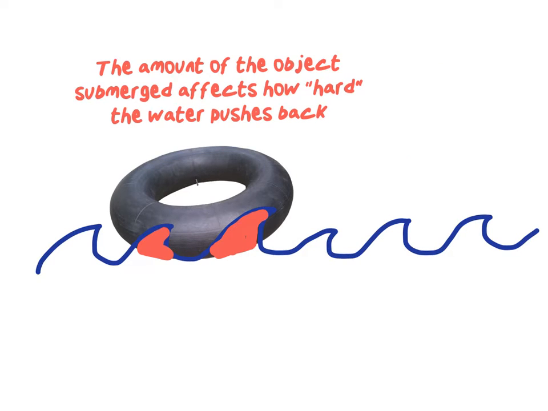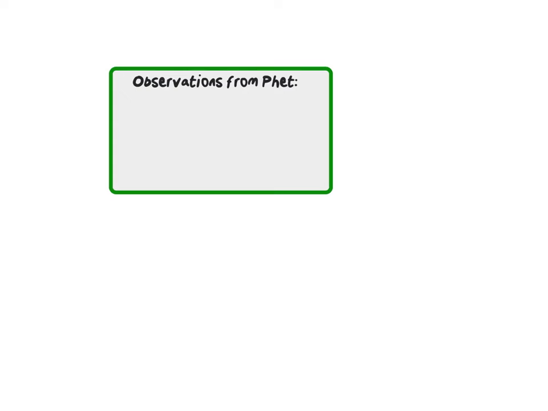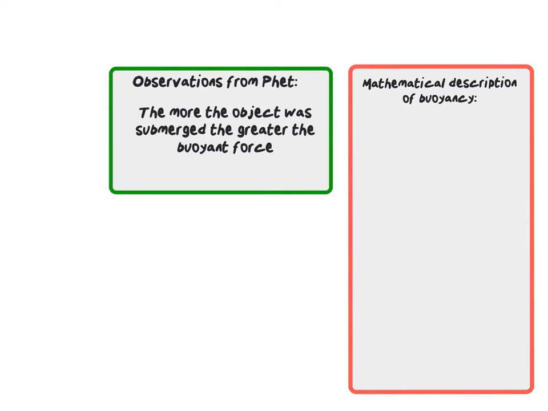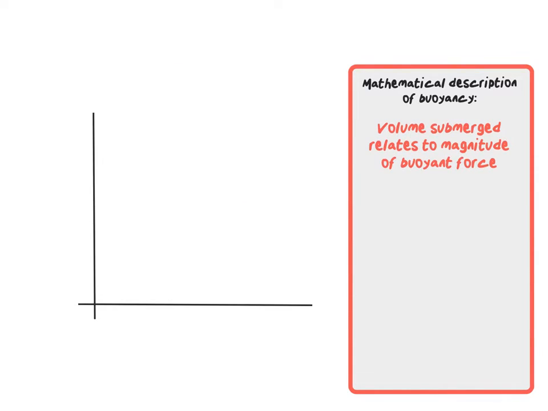So if you followed my recommendation and you went to the PhET simulation for buoyancy, you noticed that the more the object was submerged, the greater the buoyant force there was acting on it. Now, if we're mathematically trying to describe this relationship, we could say that perhaps the volume submerged is what relates to the buoyant force. Now, if you actually collected data from the simulation, you would find that if I were to graph the buoyant force versus the volume submerged, I would get a direct relationship.